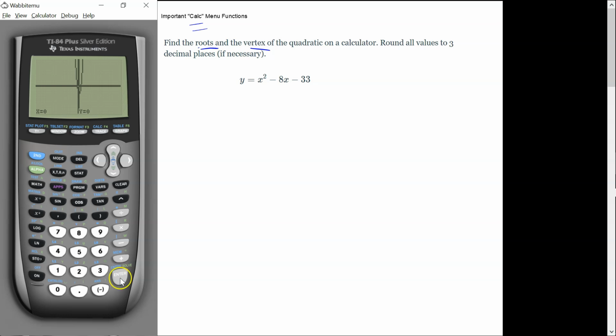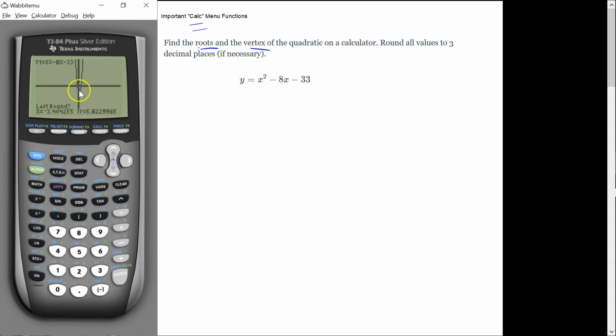Now, we're going to do the roots first. So the roots are the zeros. So I'm going to do second calc, zero. And then it's going to ask for a left bound and right bound. So here you're telling your calculator where to look. And all I need to do is make sure I'm to the left of the zero and to the right of the zero. This is the part that the kids get confused on, if they get confused.